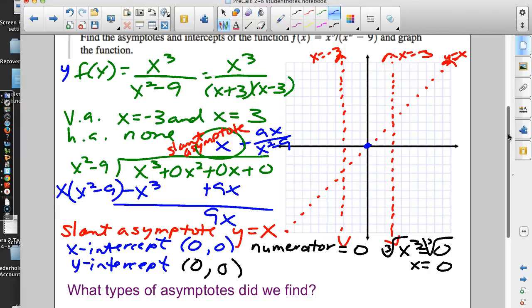Zoom 6, so I've got negative 10 to 10. And we use the table feature and get some points here. And the good news is we can see our vertical asymptotes are correct. We see an error message right there.